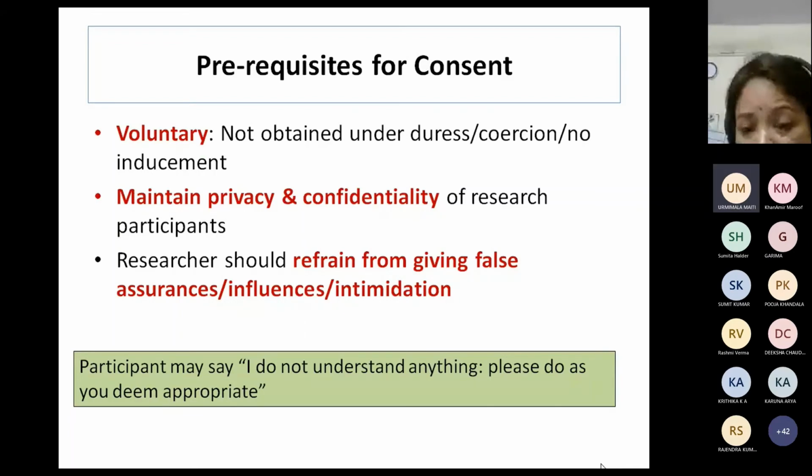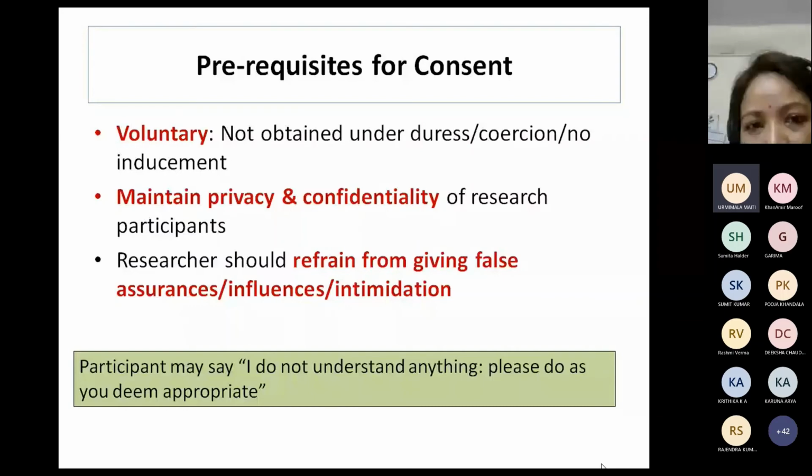So a participant may say, I do not understand anything, do as you deem appropriate. No. Again, you have to make sure that the participant understands the whole thing, the whole process, and then you say that you take the time to understand, only then you give your consent, right?